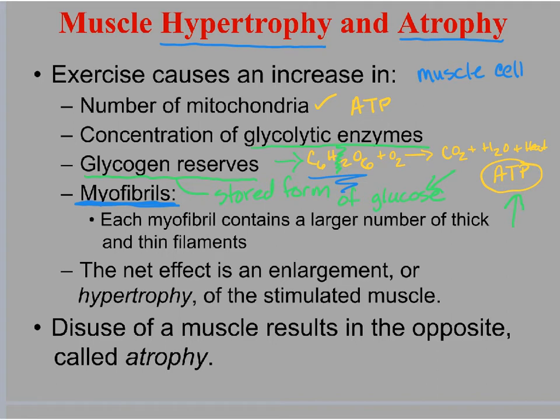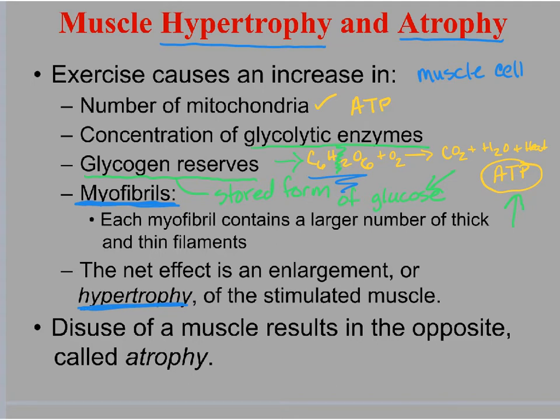So when all of these things increase inside of a muscle cell, the muscle cell actually gets larger. And if all of the cells get larger, then all of the fascicles get larger. And if all of the fascicles get larger, what you see is an enlargement of the muscle. And that enlargement of a muscle is called hypertrophy.